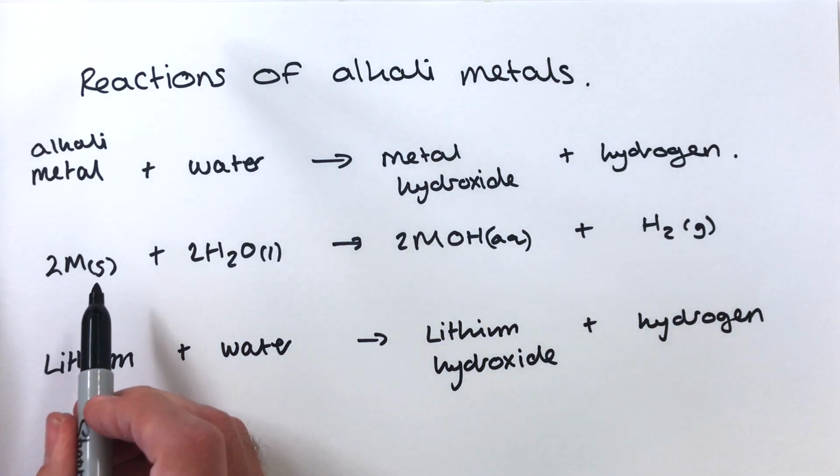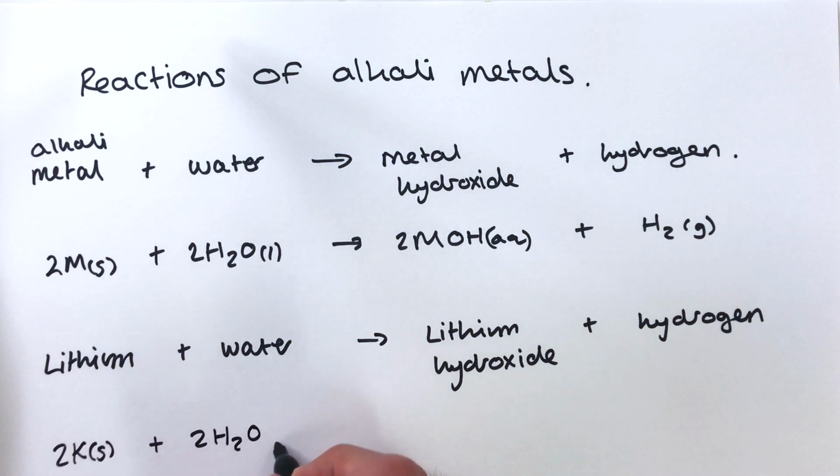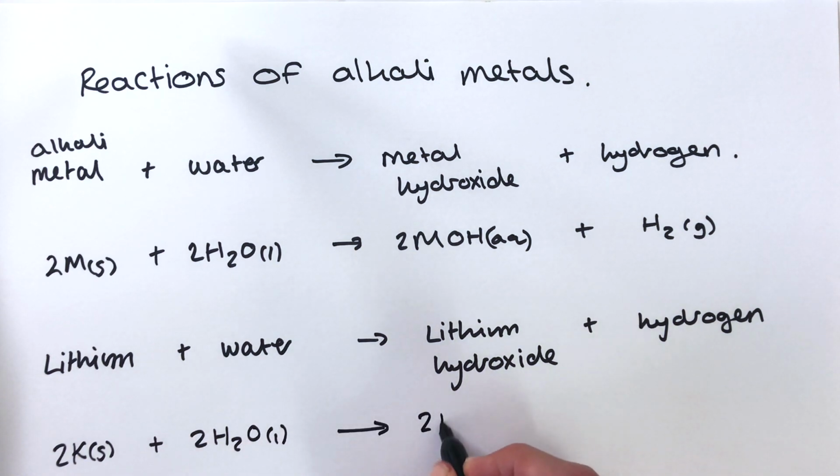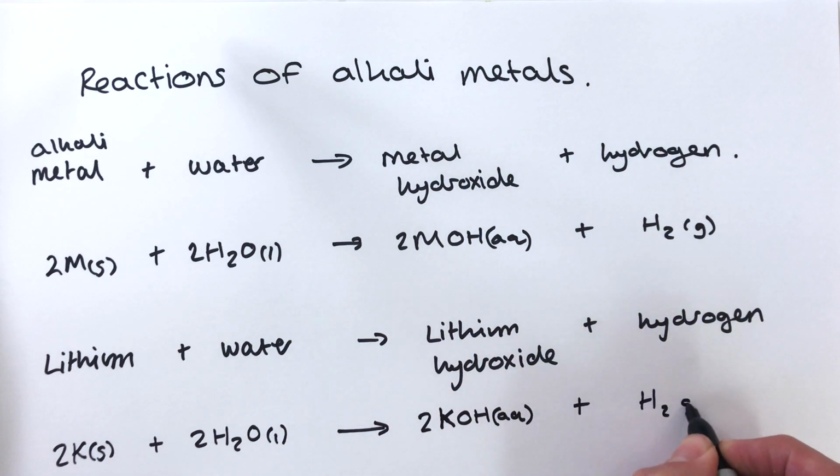Another example, looking at the symbol equation, so if we use, say, potassium for this one, all we need to do is have 2 moles of potassium, which is our solid metal, reacting with 2 moles of water, which is our liquid. We have 2 moles of our potassium hydroxide is made, and that's aqueous, dissolved into solution. And then 1 mole of hydrogen gas is released from this reaction.